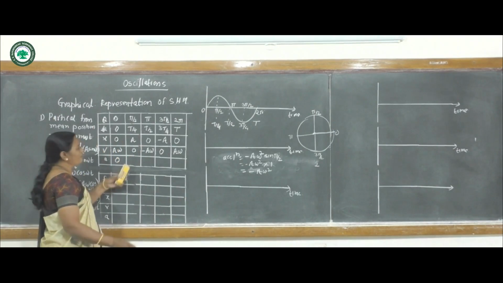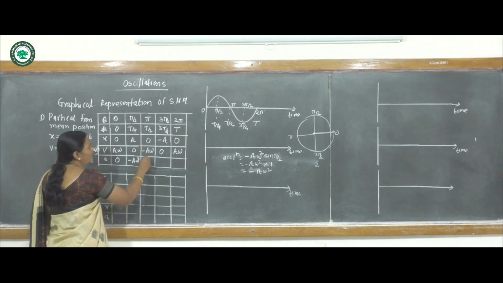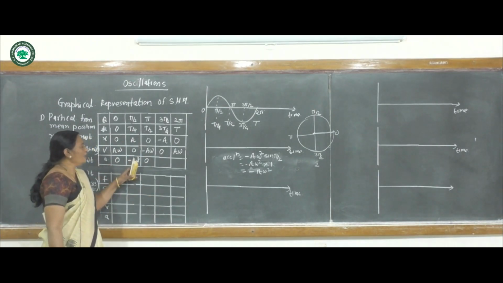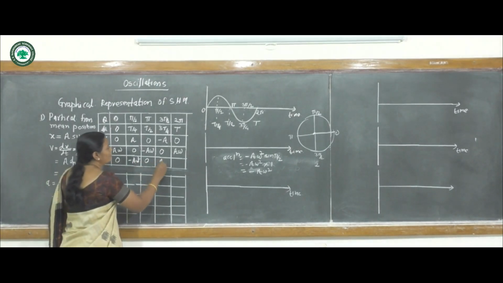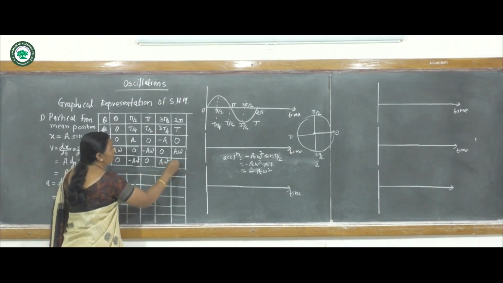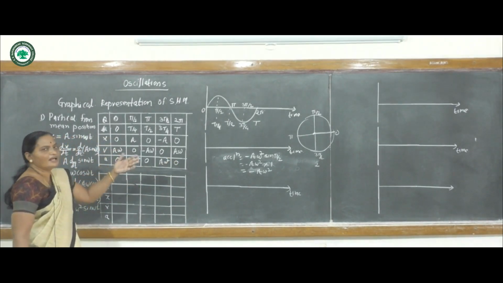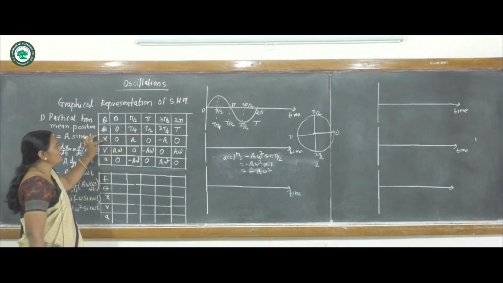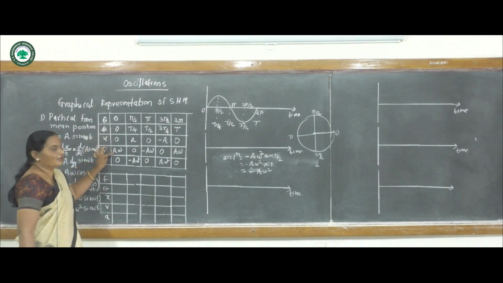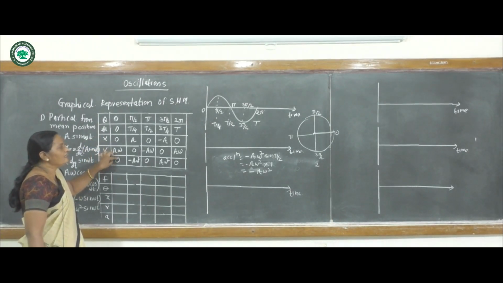That is, the next value is minus a omega square. We can write simultaneously the value a omega square minus a omega square 0, plus a omega square 0. These are the values when the particle is at mean position and extreme position, at different angles and at different times. Initially the displacement is 0, at that time velocity is a omega, and at that time acceleration is 0. Now we can represent it by a graph.